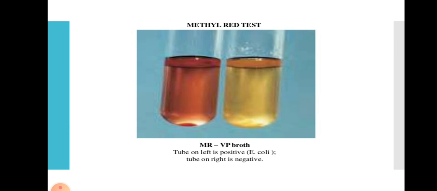Picture of methyl red test. Two tubes. On the left is positive, inoculated with E. coli, and on the right we can see a negative, inoculated with Enterobacter.